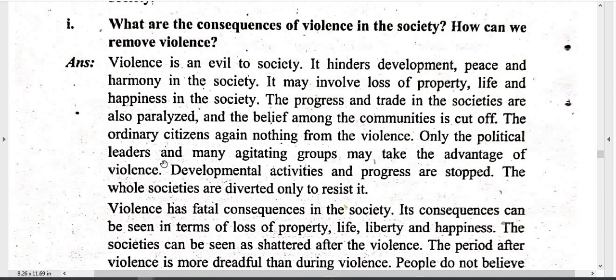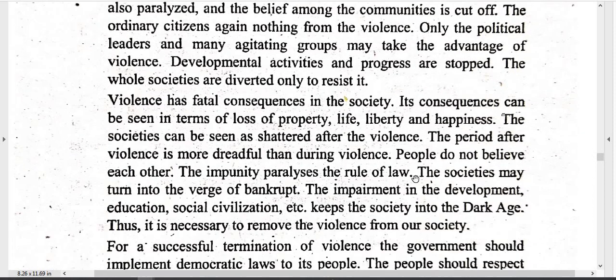Only the political leaders and many agitating groups may take the advantage of violence. Developmental activities and progress are stopped. The whole societies are diverted only to resist it. Violence has fatal consequences in the society. Its consequences can be seen in terms of loss of property, life, liberty, and happiness. The societies can be seen as shattered after the violence. The period after violence is more dreadful than during violence.